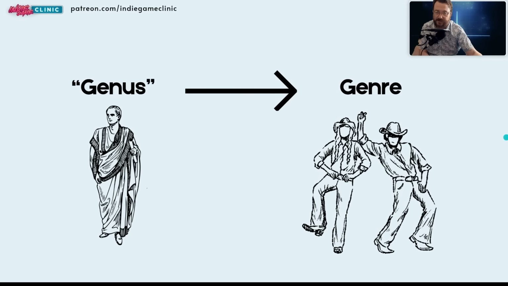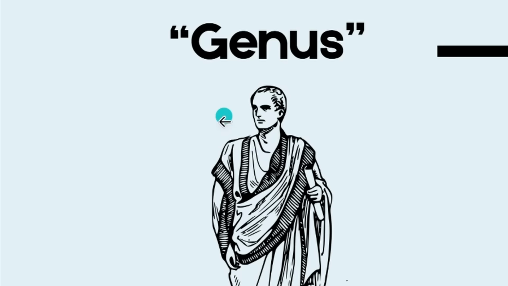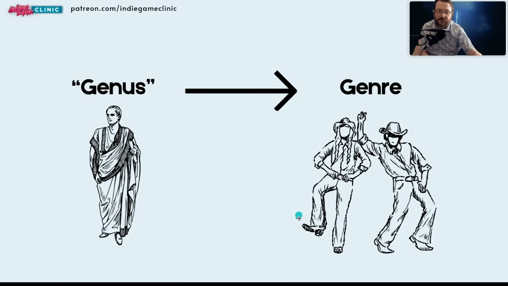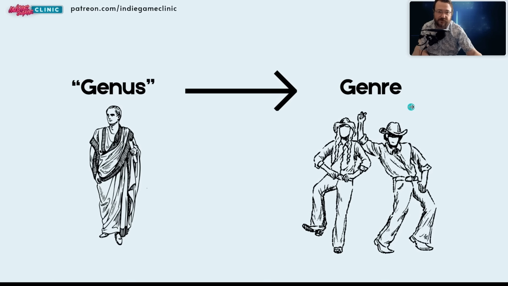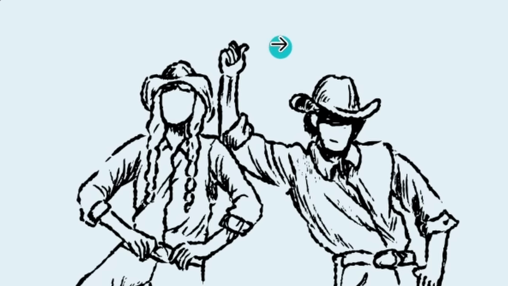Most of you will have heard this etymology before. Genre comes from genus, which is a Latin word meaning a category or type of things that are the same in some way. And nowadays we tend to use genre for a category of media. So hip hop is a genre of music, Western is a genre of movie, and so on.